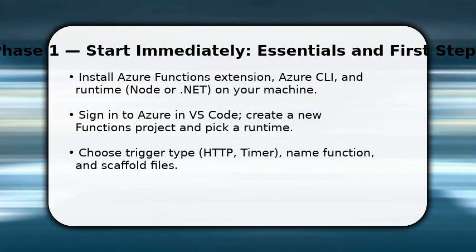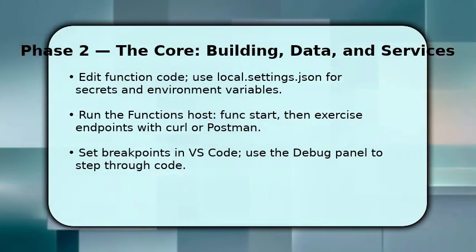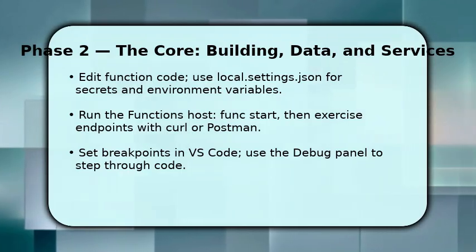You write the function logic and store secrets in local.settings.json so production keys stay safe. Make sure to add necessary package or NuGet references and restore dependencies.